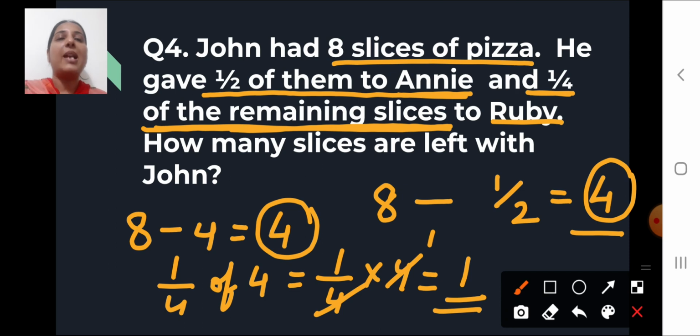Now how many slices are left with him? So what was the number of remaining slices? It was 4, out of which he gave 1/4 to Ruby, means 1 piece to Ruby. So what is left with him? We will subtract. So how many pieces are left with John? He is having 3 slices only. Okay.